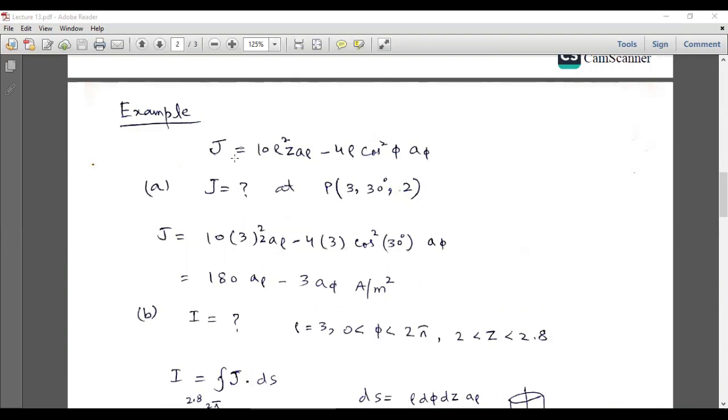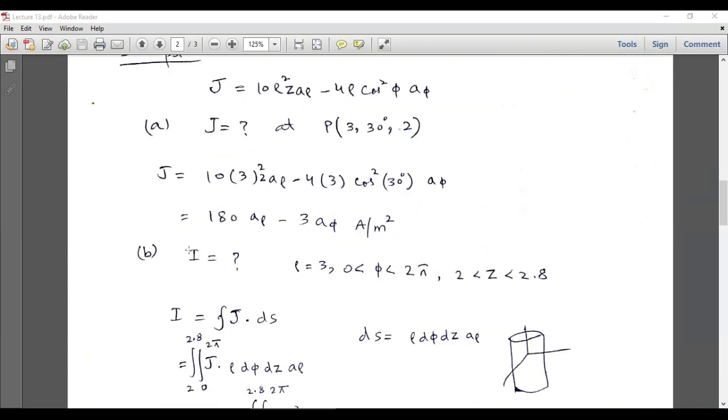In this example, we are given the current density as 10 rho square z a rho minus 4 rho cos square phi a phi. So we have to calculate the current density at this point. So let's substitute these three components in this expression, and then we will get the value of current density, which is 180 a rho minus 3 a phi ampere per meter square.